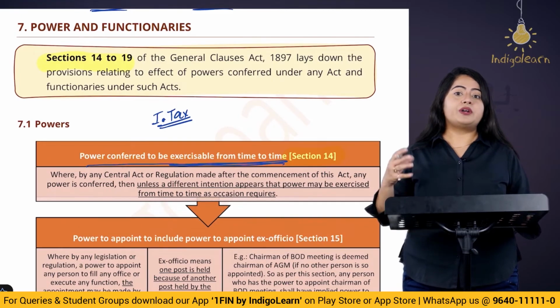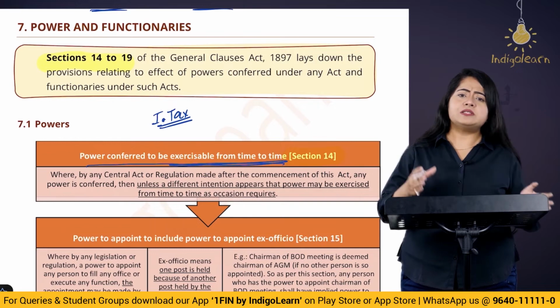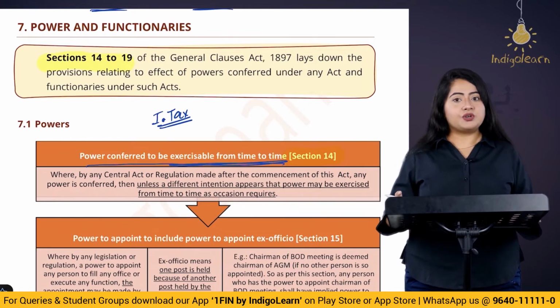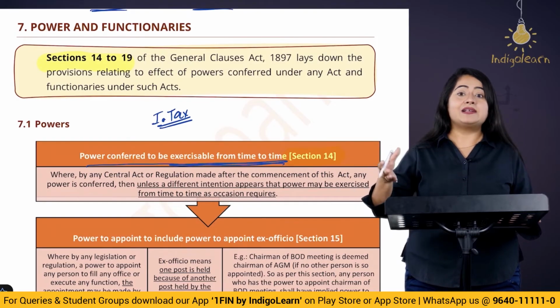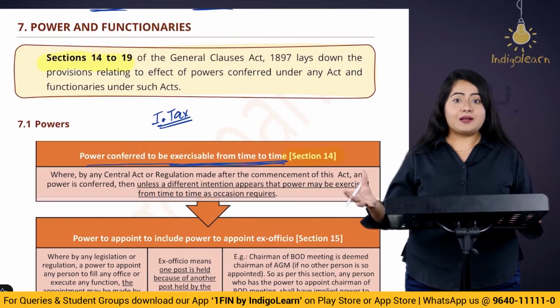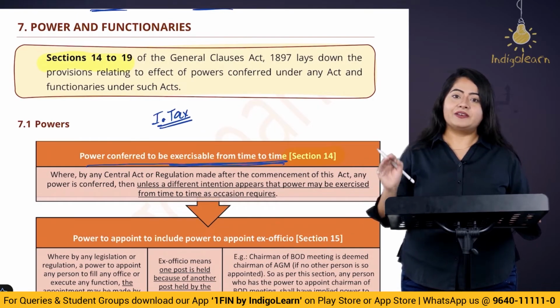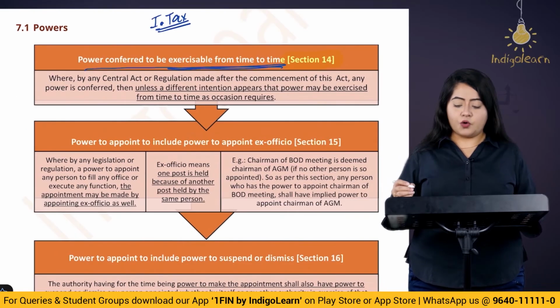So here, when the power is given by a statute to the authority, the power is going to be exercised from time to time depending on the requirement of that power, right? So here also, if the income tax authorities genuinely think that someone has evaded tax, someone has black money, someone has excess cash hidden, then in that case, the raid can be done by them, right? So that is what this section says. Let's move on to the next section.